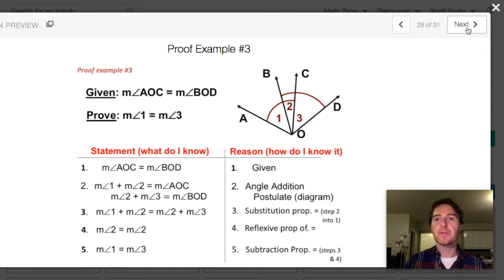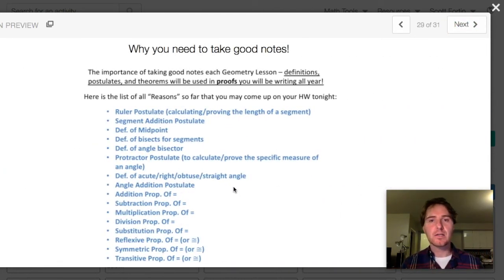We're having a little bit of trouble with it, so we'll keep on going here. All right, why I need to take good notes. And look at this, we're at slide 29. Man, we went through so much stuff, but we're good to go.